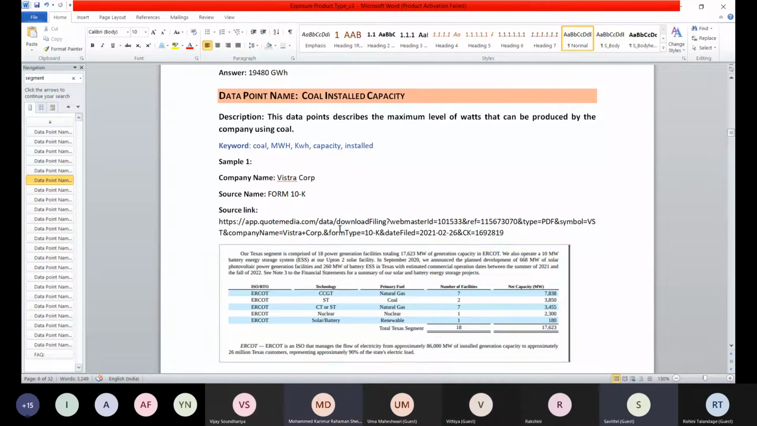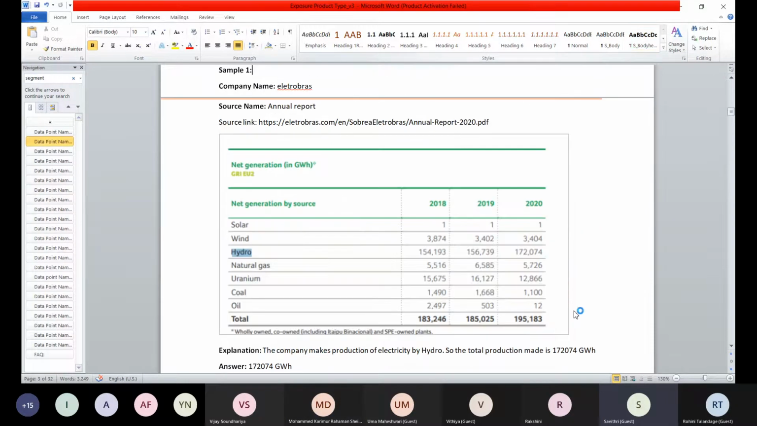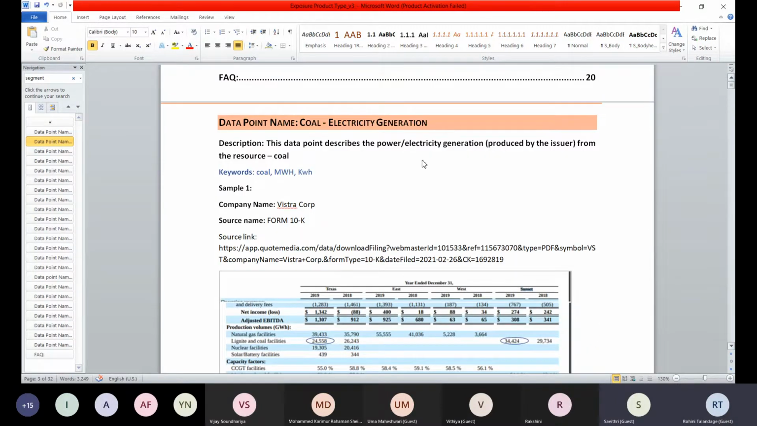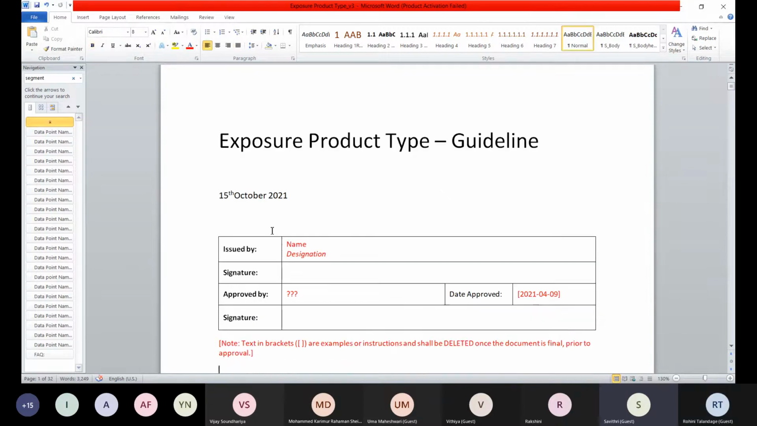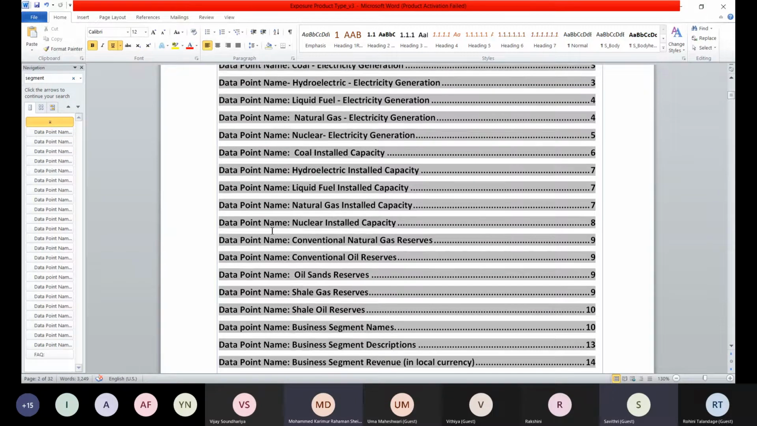Okay, Rohini, then go to the table of contents. So our generation data points are over. Now the next set is related to capacity. Under capacity also we have the same data points: coal installed capacity, hydroelectric installed capacity, liquid fuel installed capacity, natural gas installed capacity, and nuclear installed capacity.